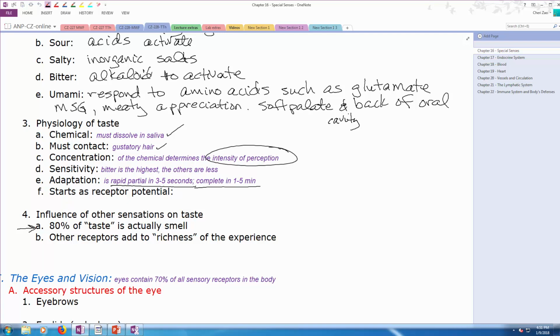Now, other receptors add to the richness of the experience. So what I'm telling you, in your oral cavity, there are more than taste buds, sensory receptors. There are simple sensory receptors. And can you give me some examples of some simple sensory receptors that would be activated by putting food in your mouth? Mechanoreceptors. Absolutely. Mechanoreceptors will respond to touch, pressure, stretch, right? Okay, mechanoreceptors. What's the one that causes pain? What do we call those receptors? Nociceptors, okay?